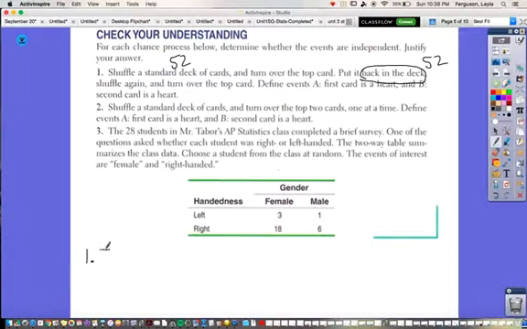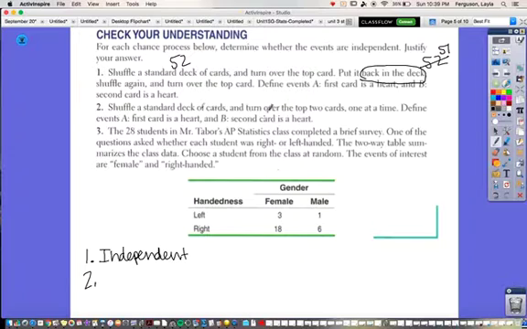So in that case, event A and event B would be independent. Because even if we did get a heart for the first card, because we put that heart back and we shuffle again, it's not going to affect whether or not we get a heart for the second card. If we had shuffled the cards and kept the first card, that would change the number in the deck to 51, which is going to change the probability of choosing a heart for the second card.